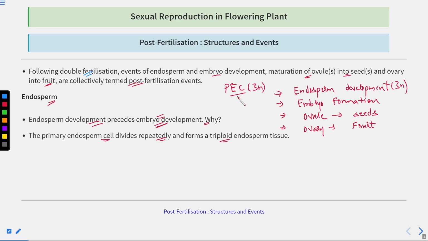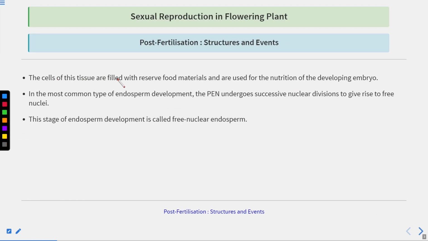So we have seen the primary endosperm cell, which consists of what? Which consists of the primary endosperm nucleus, which will be triploid. This divides repeatedly and forms a triploid endosperm tissue. Now, cells of the tissue are filled with the reserve food materials and are used for the nutrition of the developing embryo. So, the developing embryo utilizes the nutrition from the endosperm.